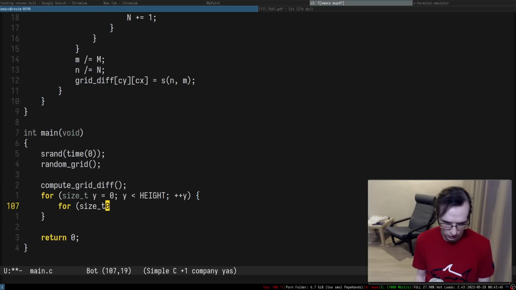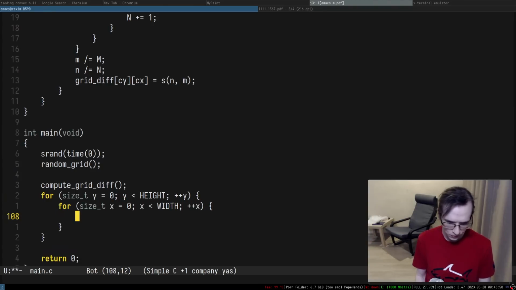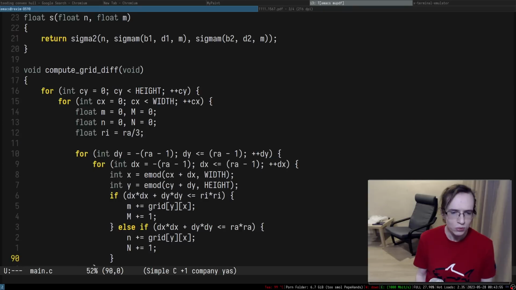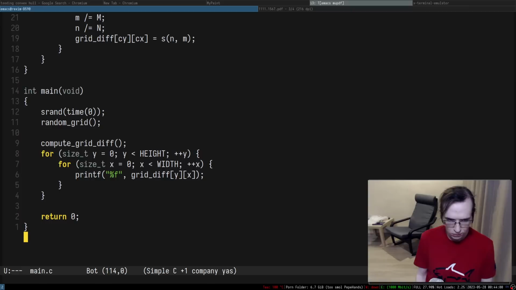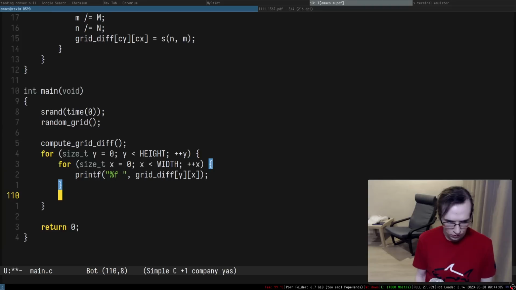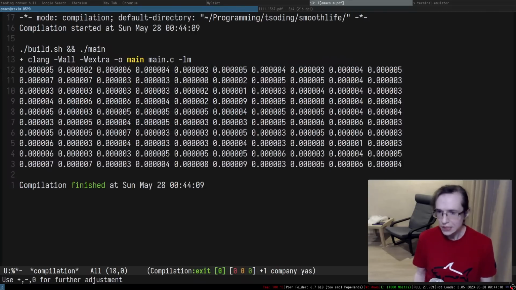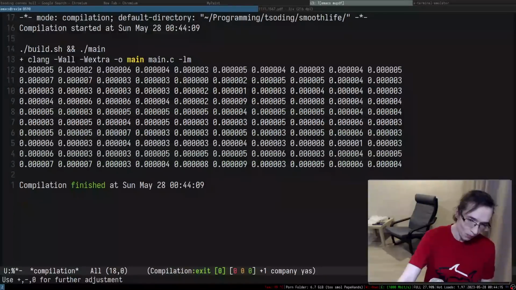So this is size_t x = 0, x less than width, plus plus x, printf with %f, and grid diff y x. Hope I didn't make any mistakes. Okay, looks good. So we probably want to put a space in here and then a new line, and let's see what we got. They're really small, believe it or not, they're super small. That's very interesting.